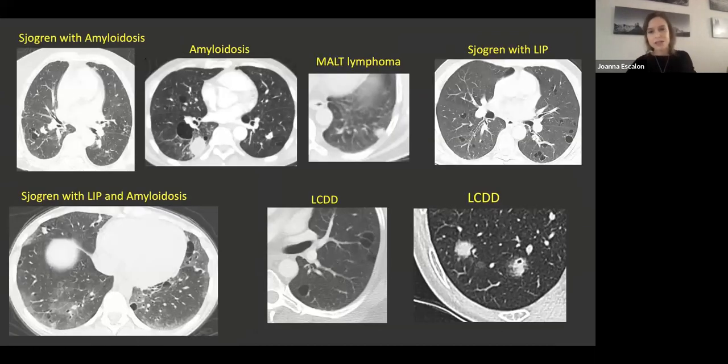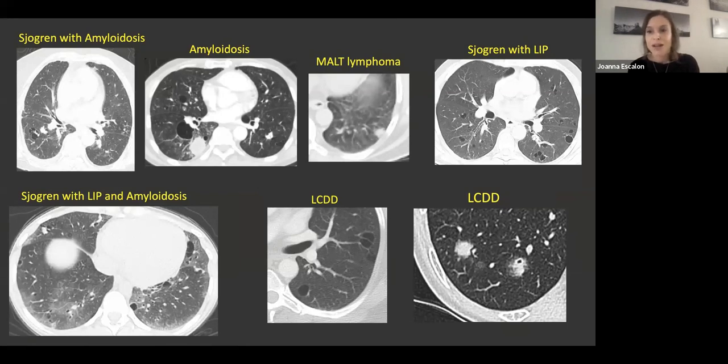Now, I've presented you with a bit of a diagnostic dilemma, and so I'm going to try to clarify it here for you. I said that Sjogren's is associated with amyloidosis, it's associated with LIP, and it's associated with light chain deposition disease. All of these can cause cysts and sometimes nodules. Plus, I told you that Sjogren's is associated with MALT lymphoma, which is usually a nodule.